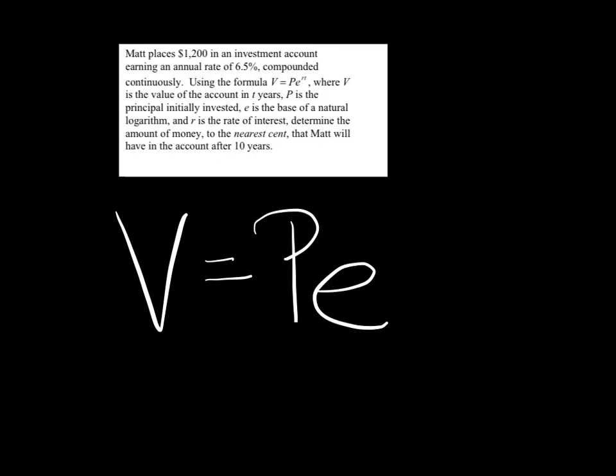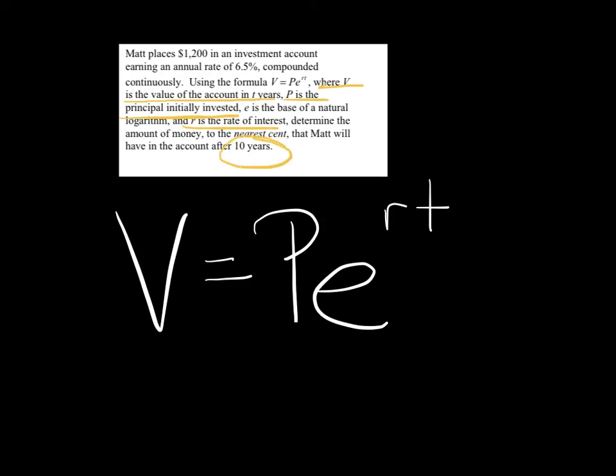Alright, let's get a nice word problem going. Matt places $1,200 in an investment account earning an annual rate of 6.5% compounded continuously. Using the formula V equals PE to the RT, where V, and they'll tell you what these are, V is the value of the account in T years, P is the principal initially invested, E is the natural log E, and R is the rate of the interest. Determine how much money Matt will have to the nearest cent in 10 years.